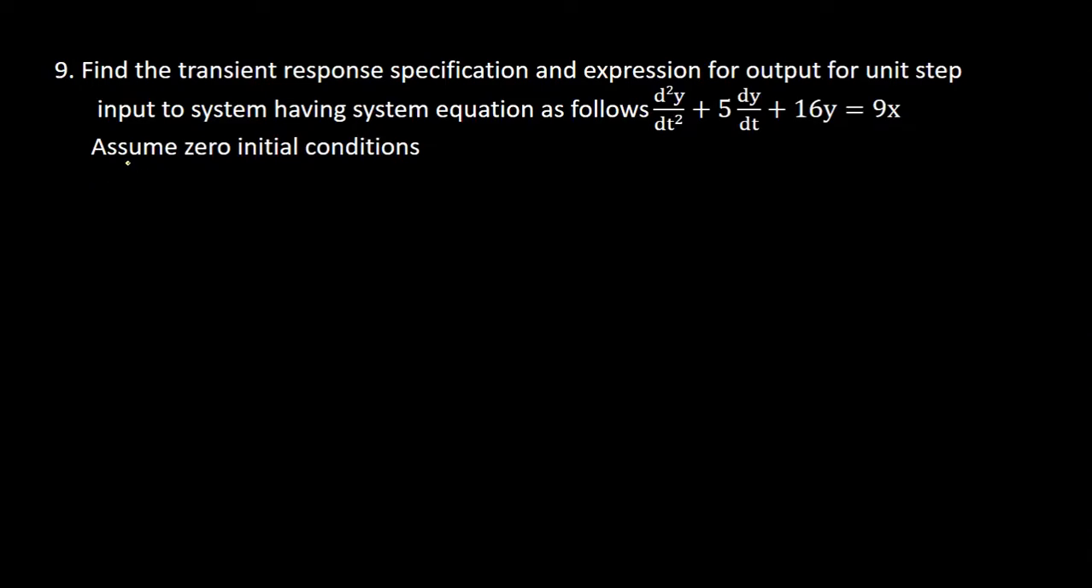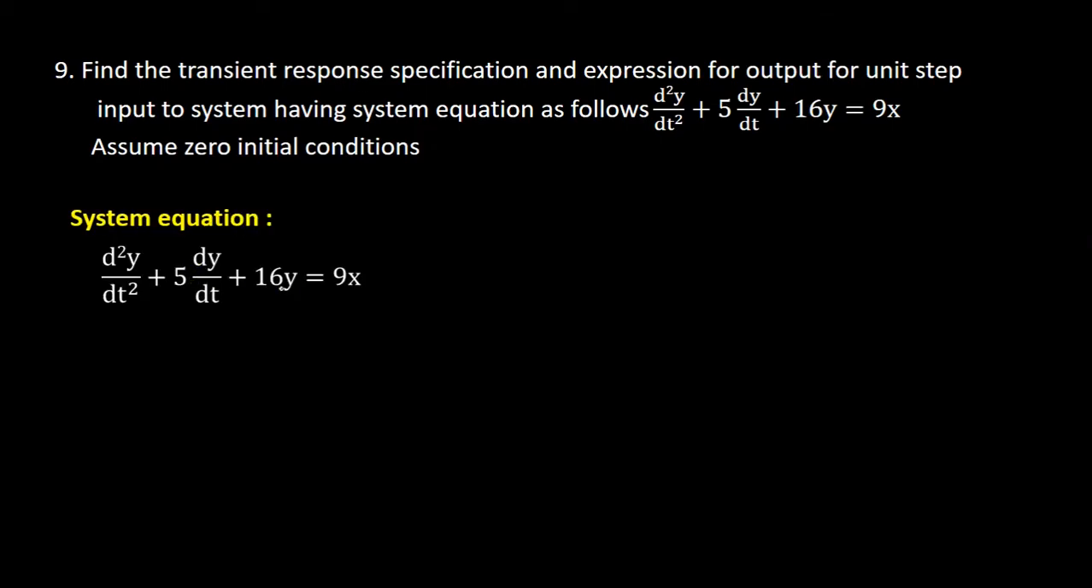We have already solved 8 numericals related to time domain specification and second order control system. In this lecture, we are going to solve the 9th numerical related to time domain specification. The question is, find the transient response specification and expression for output for unit step input to the system having system equation as follows: d square y by dt square plus 5 dy by dt plus 16y is equal to 9x. We have to assume 0 initial conditions.